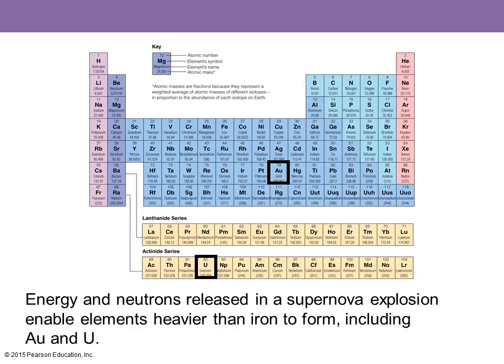So this energy and neutrons released in a supernova explosion enable elements heavier than iron to form, including gold and the heaviest naturally occurring element, which is uranium. Uranium has an atomic number of 92. So it has 92 protons. That's the heaviest element nature can make from a supernova explosion. Anything higher on the scale, such as neptunium or plutonium, as you see starting at 93 and 94, those are artificially created elements, man-made elements, as some people say.